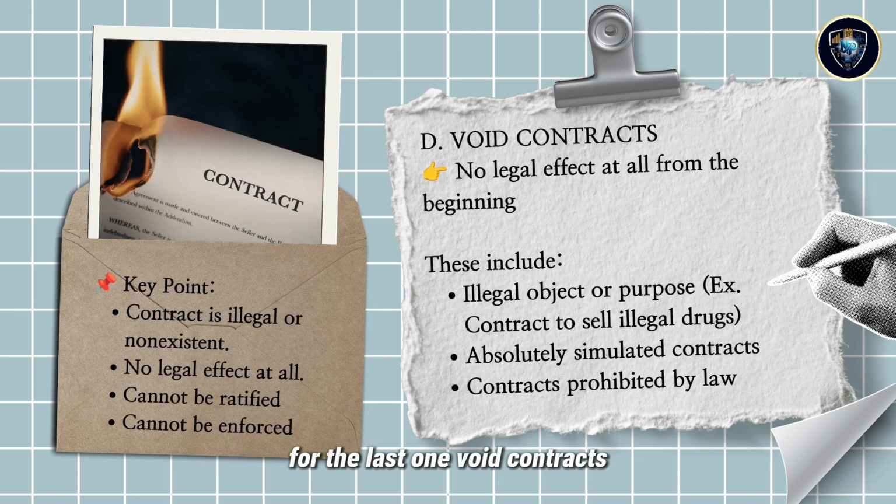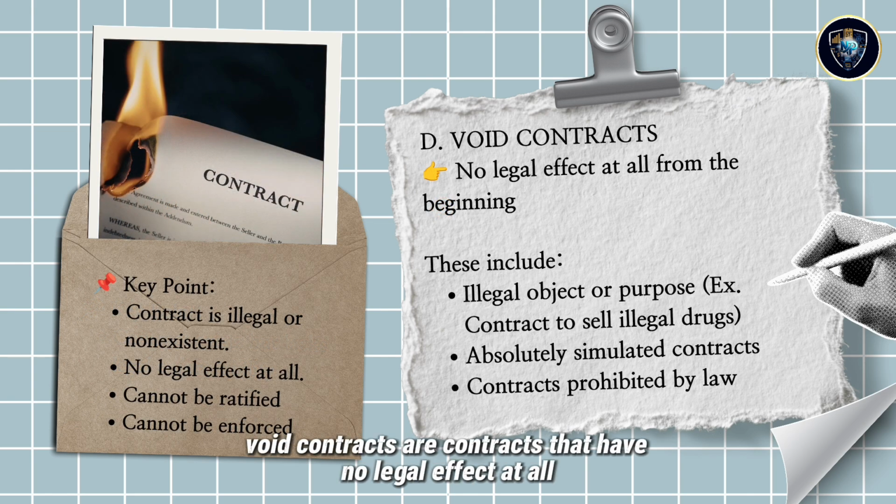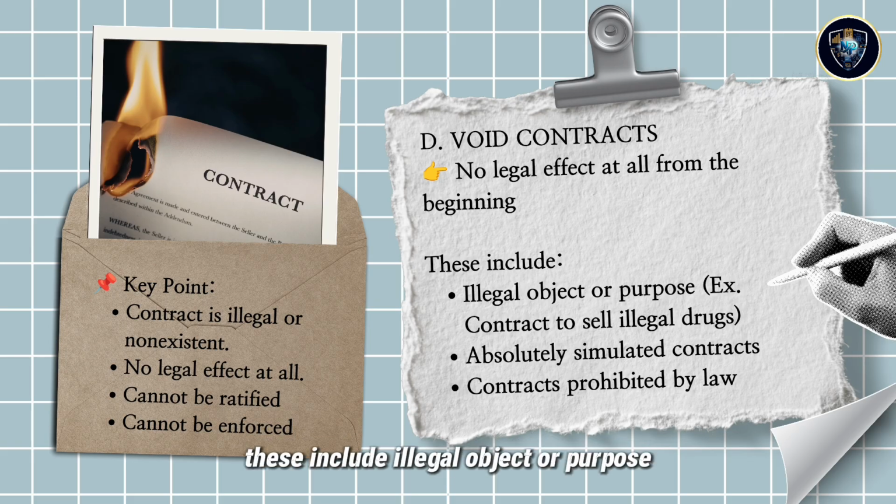For the last one, void contracts. Void contracts are contracts that have no legal effect at all. These include illegal object or purpose. Example, contract to sell illegal drugs. Absolutely simulated contracts. Contracts prohibited by law.